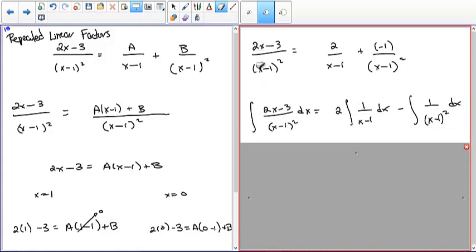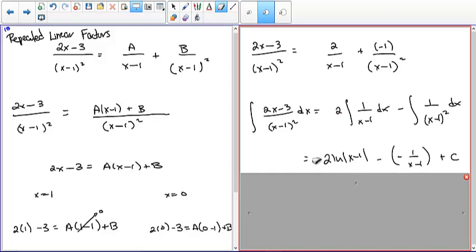So if we want to integrate the original rational function, it's equivalent to integrating these two separately. So we can factor out the 2. We're left with 1 over x minus 1 dx. And we have negative 1 from here times 1 over x minus 1 squared dx. So this is the same as yesterday. The integral of 1 over x minus 1 dx is the natural log of the absolute value of x minus 1 multiplied by 2. So again, fix the negative sign. So you get 2 times the natural log of x minus 1.